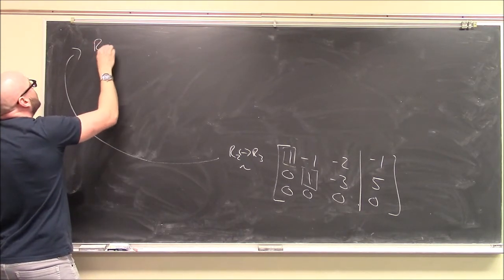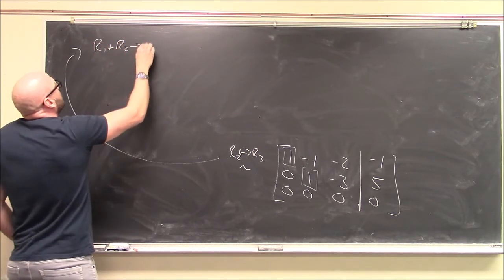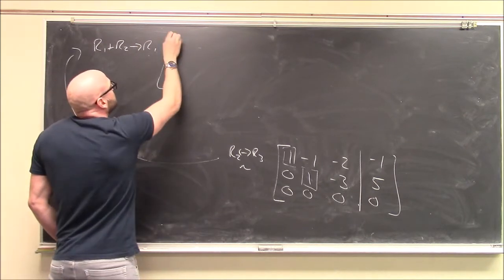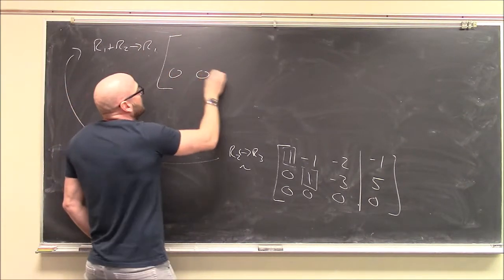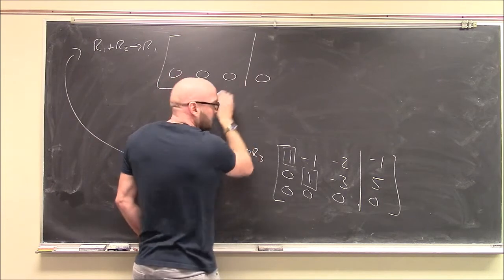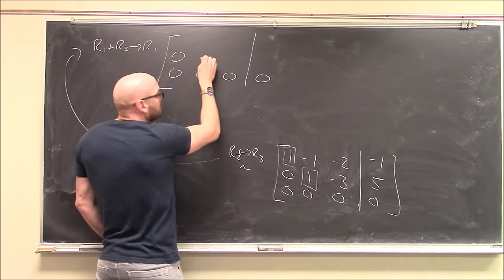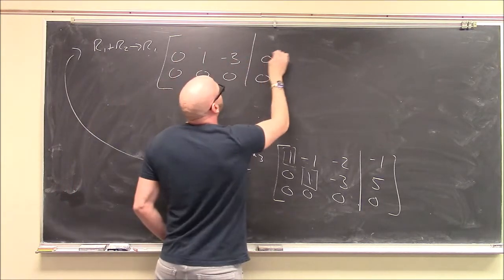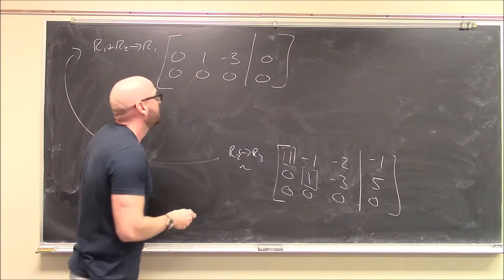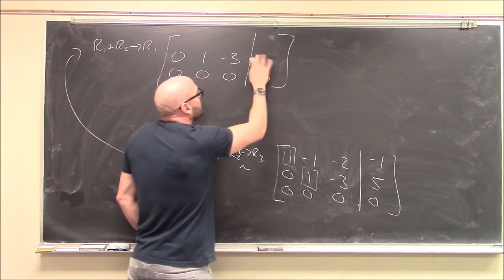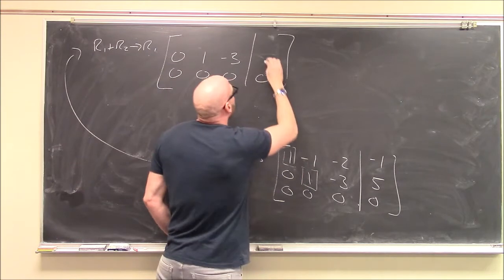So row 1 plus row 2 becomes our new row 1. I'll copy everything else before I do that. 0, 1, minus 3, 0. Oops. Like I said, be careful not to make copying errors. 1, minus 3, 5.